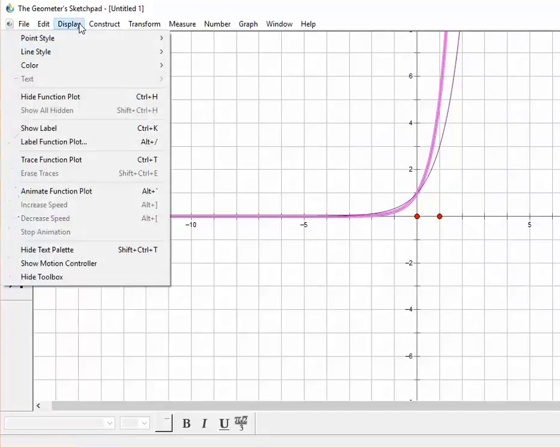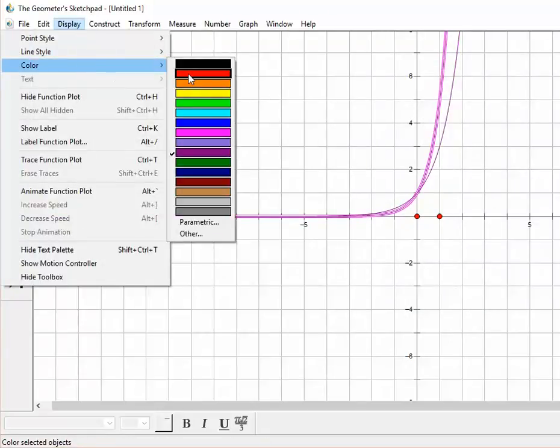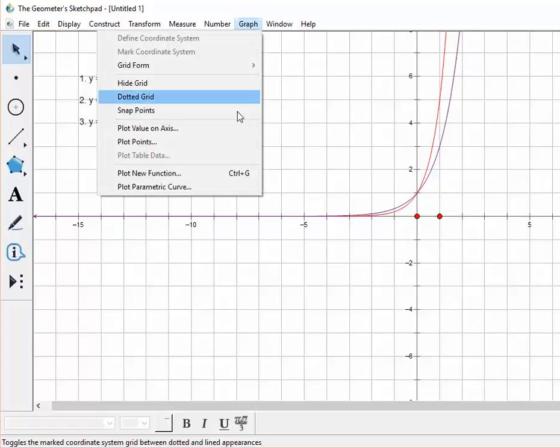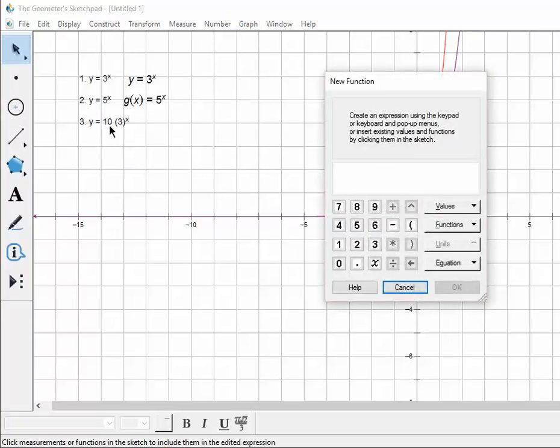I could change the color if I want to, just to keep it clear from the other one. So there's that one. And the next one's a little bit different. This is y equals 10 times 3 to the x power. The 3 is being raised to the x power. When I do this one, I'm going to put a times sign between the 10, I think. Maybe I wouldn't have to. Maybe I could just use parentheses. But the times sign is this asterisk here. I'll put parentheses as well, just to make double sure that I've got everything I need.